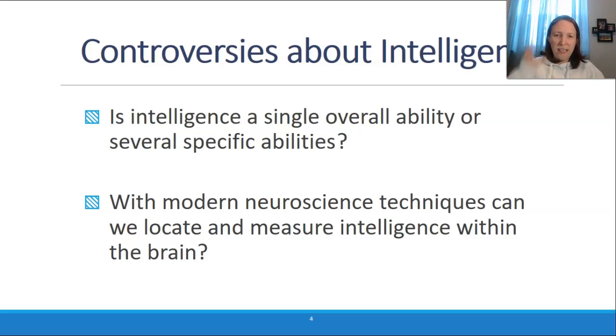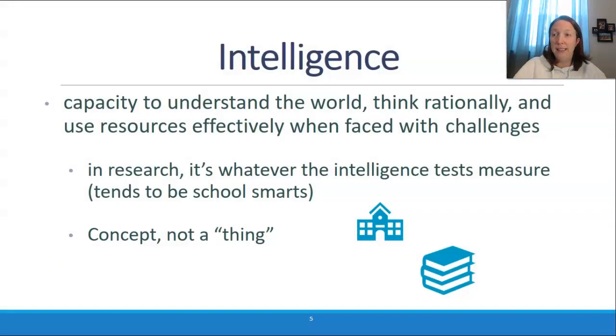Another controversy that will come up towards the end of this lecture is, can we locate and measure intelligence in the brain, in the same way we asked ourselves, can we measure and locate memory in the brain? Is this something we can actually pinpoint from a scientific perspective, or is it all just based on theory? So let's get into what intelligence is.